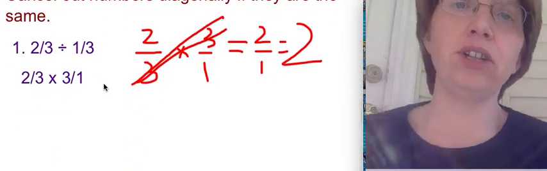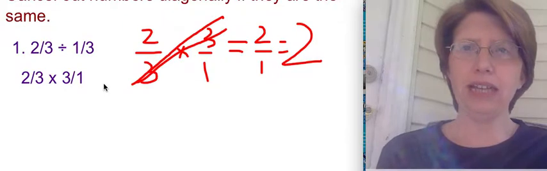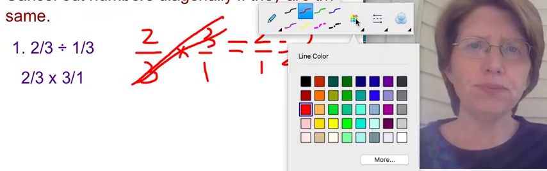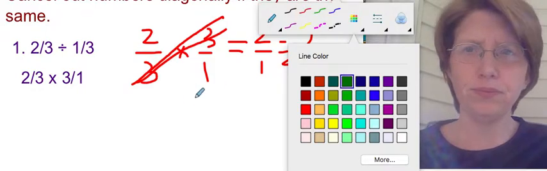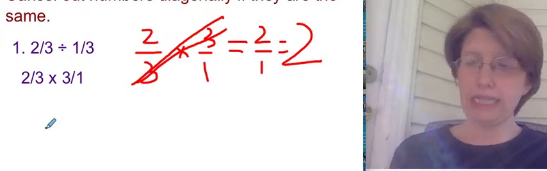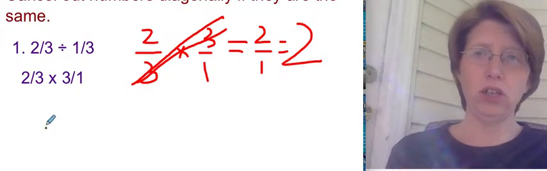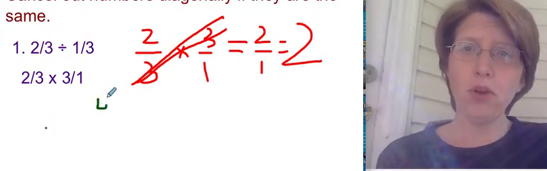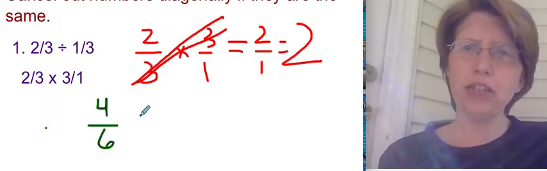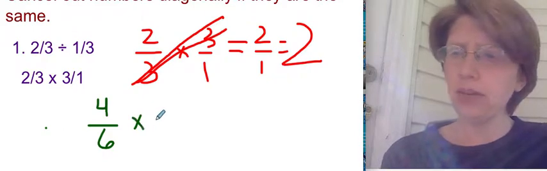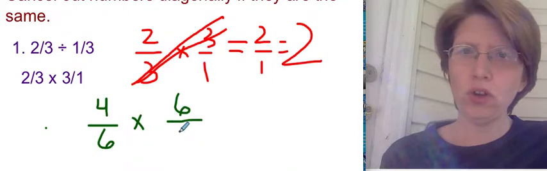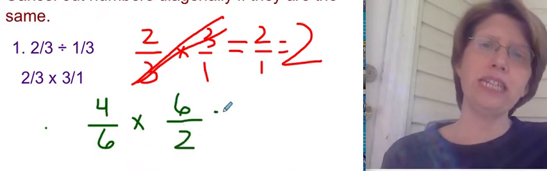That may seem a little confusing at the beginning. Okay, let's try another one. Let me change my color. Okay, number 2. 4/6 divided by 2/6. So what am I going to do? I'm going to keep 4/6 and then I'm going to change it to a multiplication, and then I'm going to flip the right number, which is going to be 6 over 2.